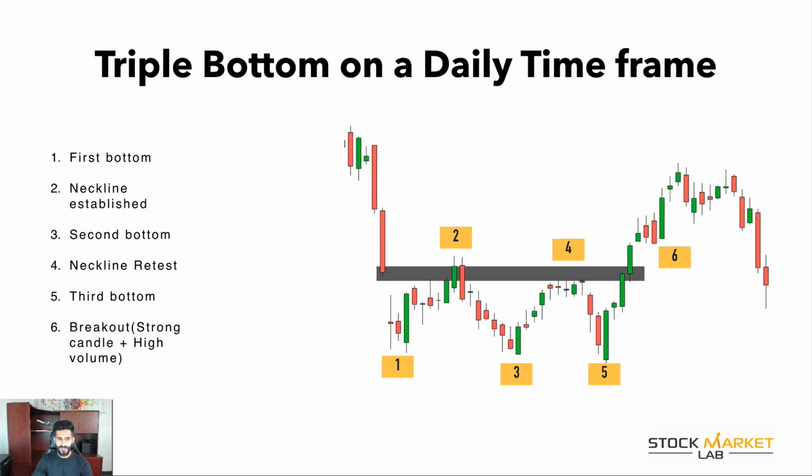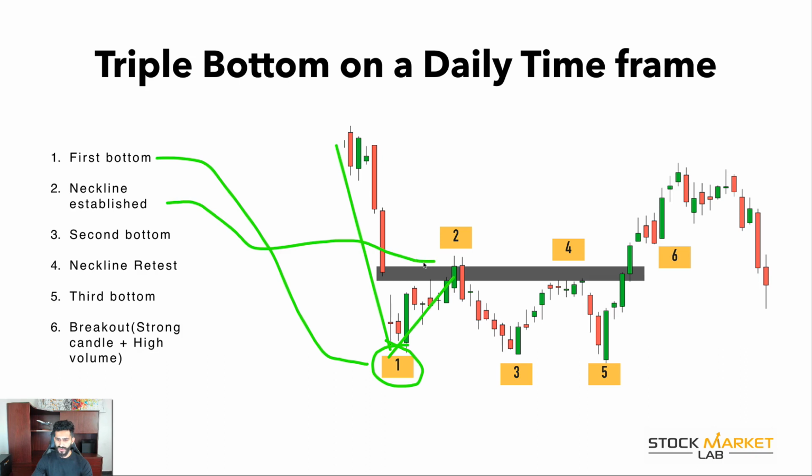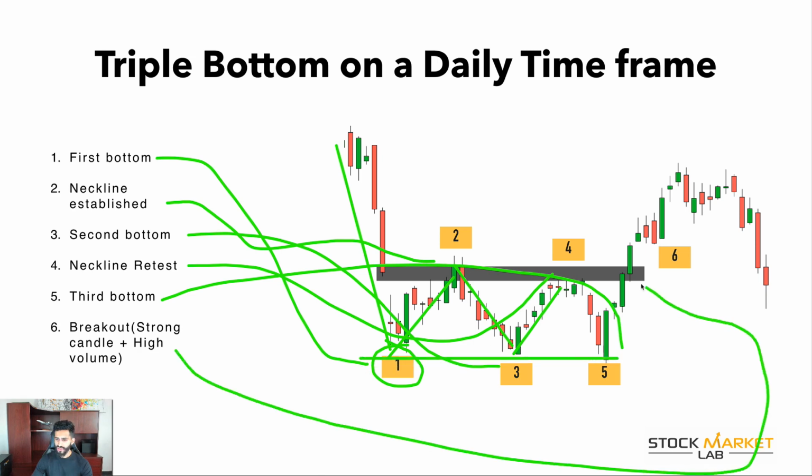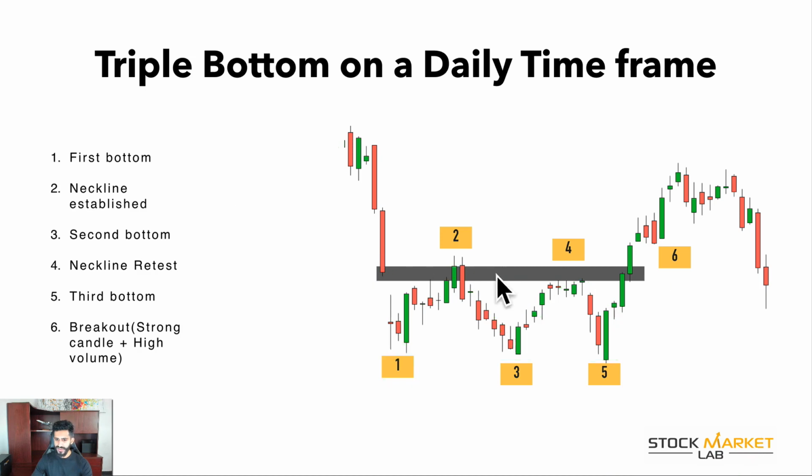Let's look at an example. You can see stock is on its way down, hits the first bottom. Retraces, neckline now gets established. Goes down, second bottom. Boom, retest the neckline. And then number 5, retest the same third bottom. And then number 6, strong breakout of supply zone, strong breakout of resistance level.